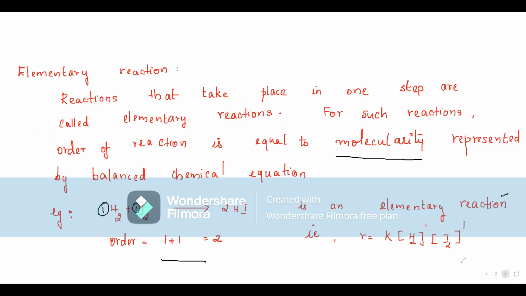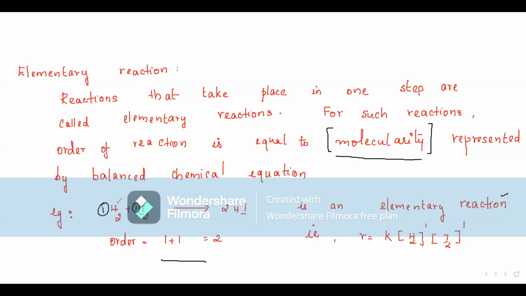Reactions that take place in one step, that is, single step reactions, are called elementary reactions. Now, in such reactions, that is elementary reactions, order of the reaction is equal to molecularity of the reaction. Now, what do we mean by molecularity? We mean the order is also equal to the total number of moles that take part in the reaction.